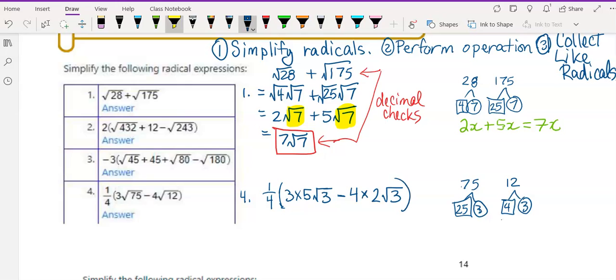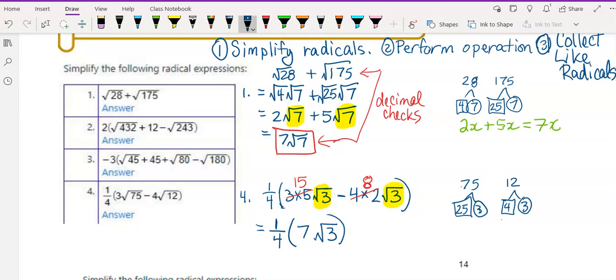Okay, and since these are notes, let's do some color. So we've got common radicals, like radicals. What do I have here? 3 times 5, this is a 15. And 4 times 2, this is an 8. And now, because they're common, let's collect them. So what's 15 root 3's minus 8 root 3's? Altogether, looks like I'm going to have 7 root 3's.